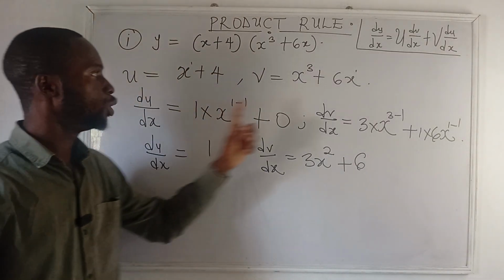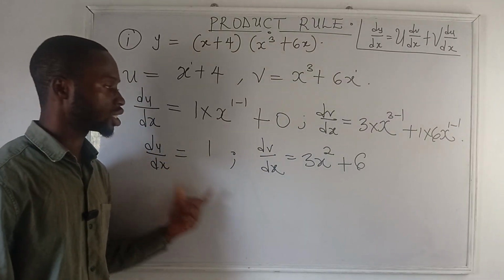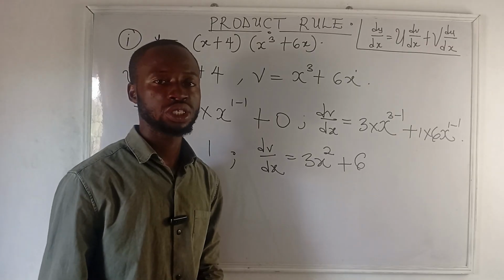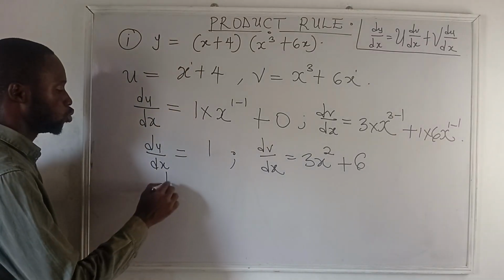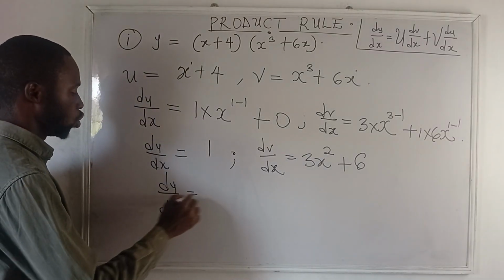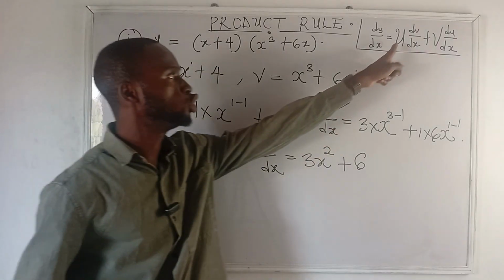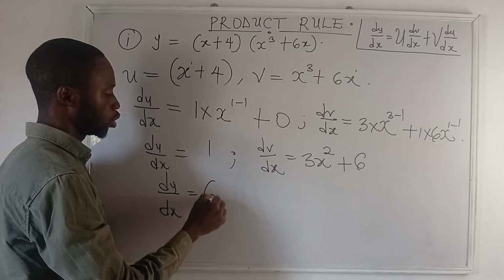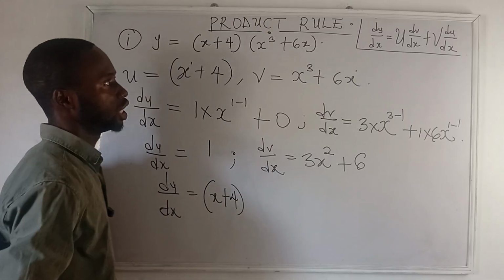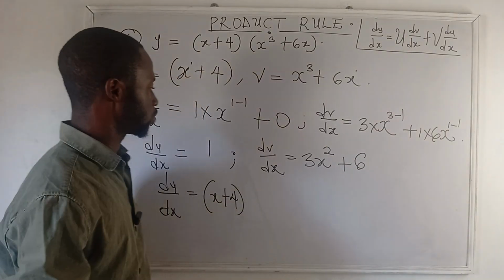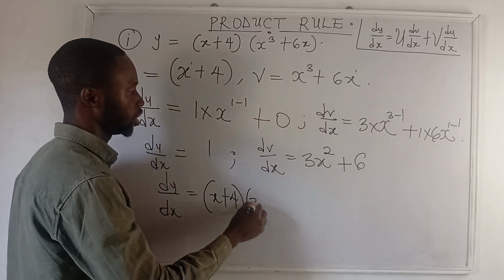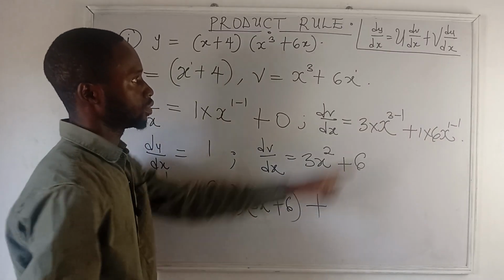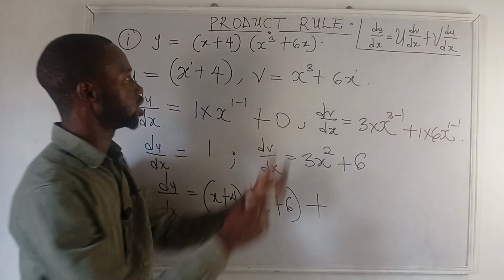Now we know u, we know v, we know du dx, and we know dv dx. So all we need to do is input them into this formula. So dy over dx will give us what? Following the formula, we have u first. The value for our u is what? x plus 4. We are going to have x plus 4. Then dv dx. From here, what's dv dx? This value that we have here, 3x squared plus 6, times v. What's the value of v? v is this that we have here.